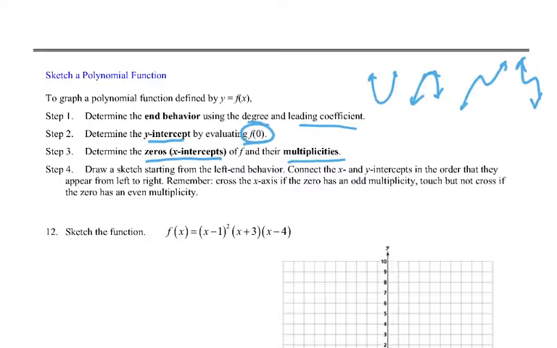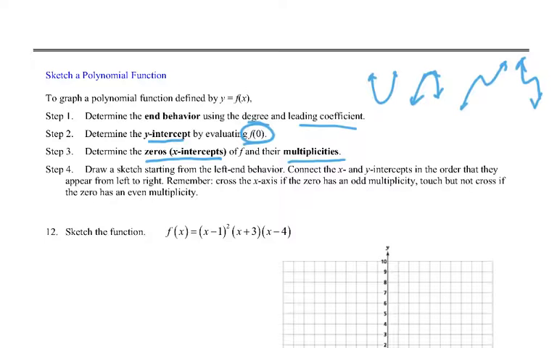And then you'll draw a sketch starting from the left end behavior. You'll connect the x and y-intercepts in the order that they appear from left to right. Remember, cross the x-axis if the 0 has an odd multiplicity, touch but not cross if the 0 has an even multiplicity. You could think of it as getting like a bounce back, like it hits that 0 and then bounces back on the side that it's on.